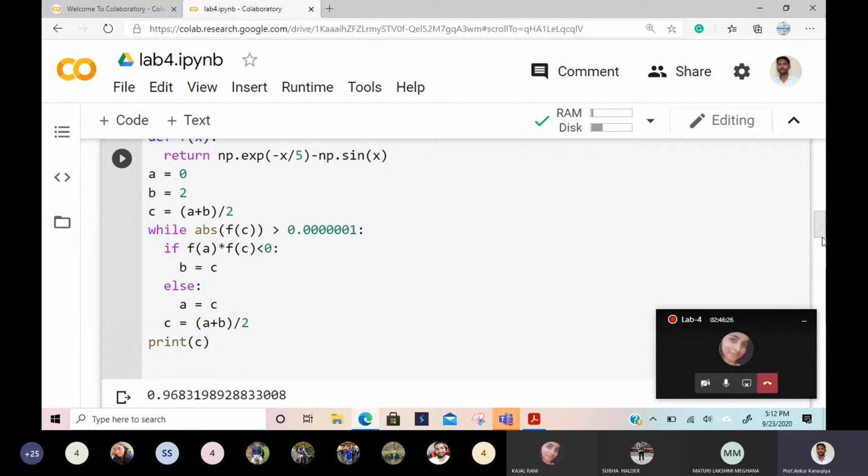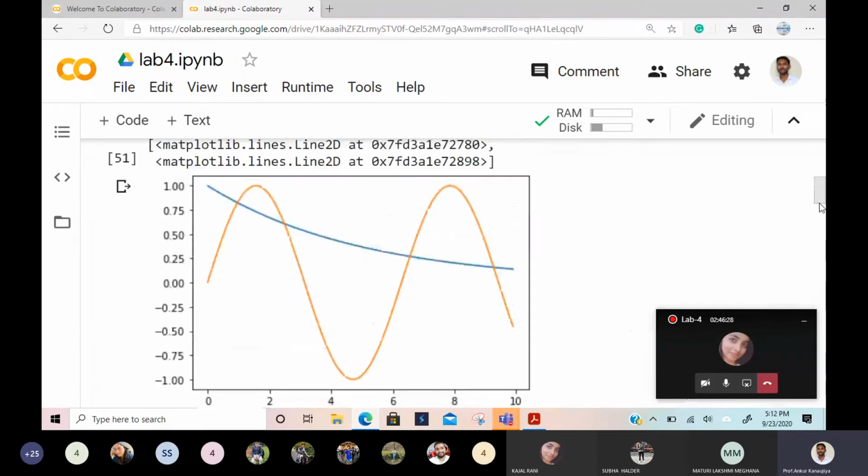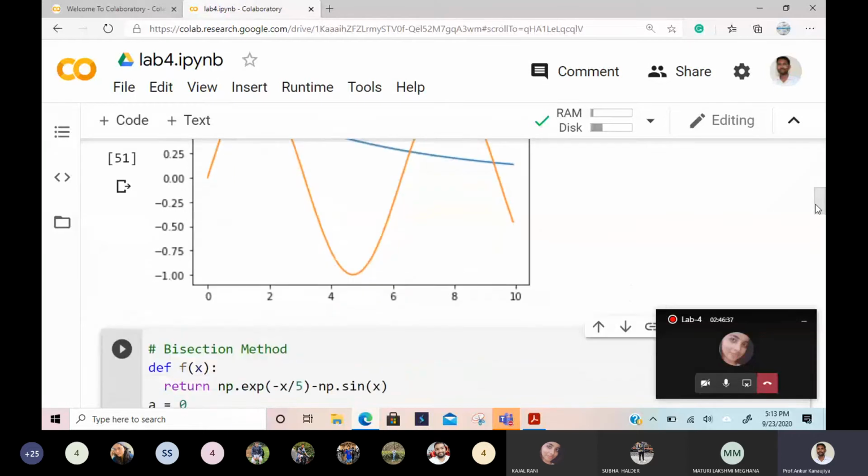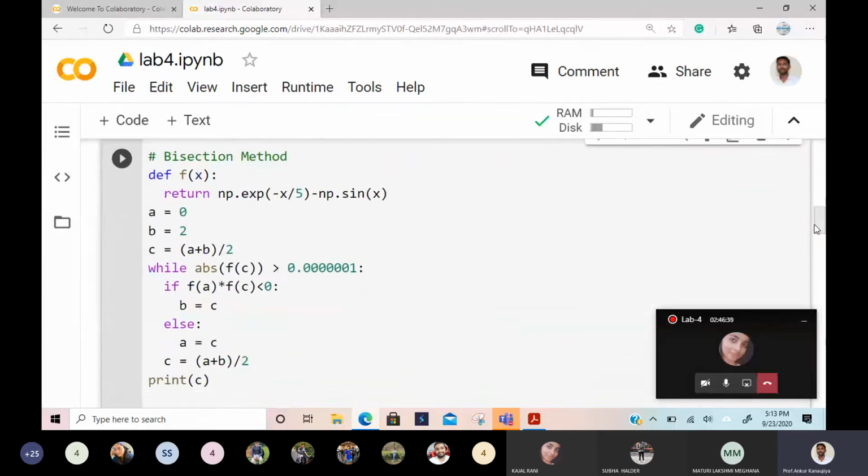This is the answer, and from the figure also we can see it is close to 1. This value is 0.96 something. Similarly, for the second one, 2 to 4, you have to change the interval to 2 to 4 and everything will work. Does anyone have any doubt in this bisection method? If you have a doubt about any line, tell me and I will explain why I wrote that line.